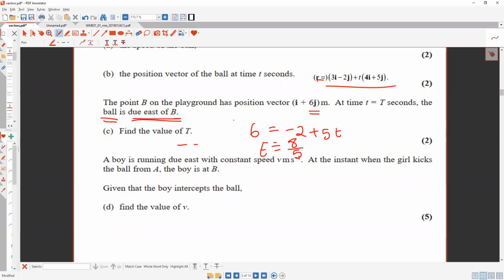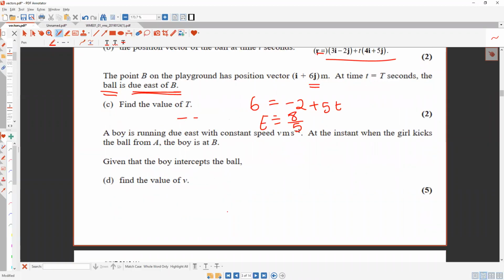Now they're saying the ball is running due east. Galip, you're saying something? Understood. Okay, understood.